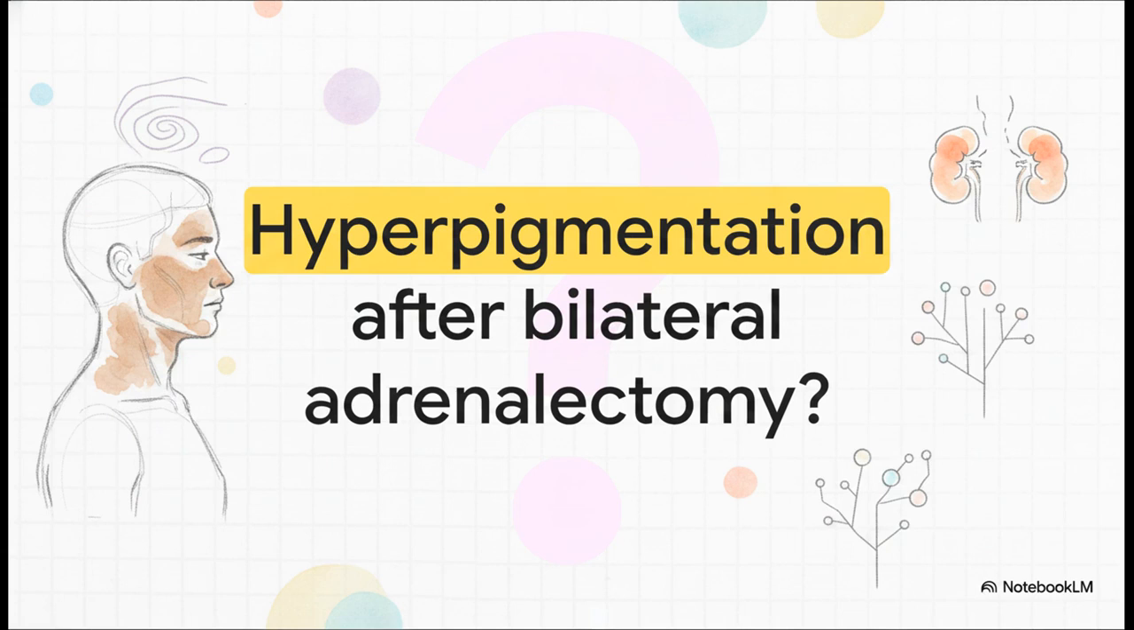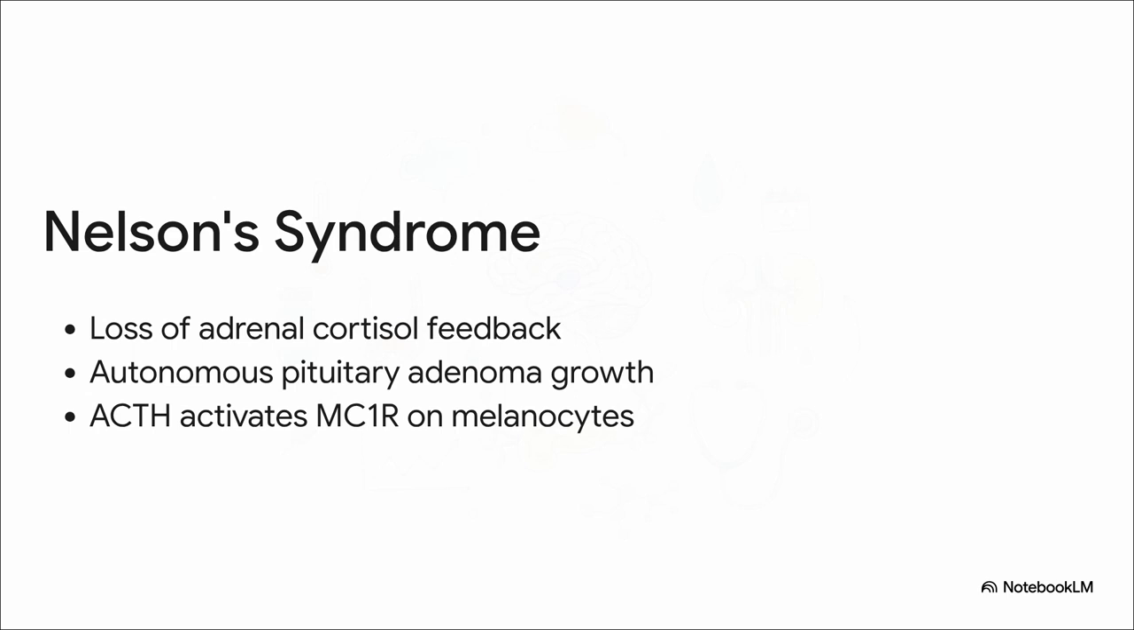A patient develops generalized hyperpigmentation and headaches after having a bilateral adrenalectomy for Cushing's disease. Which hormone is actually causing this hyperpigmentation? MSH, TSH, prolactin, ACTH, or dopamine? The culprit is D, ACTH. This is a classic textbook presentation of Nelson syndrome.